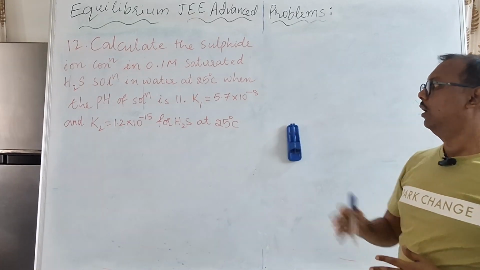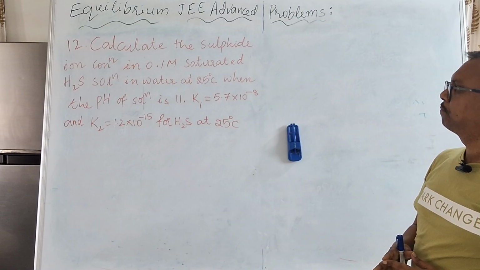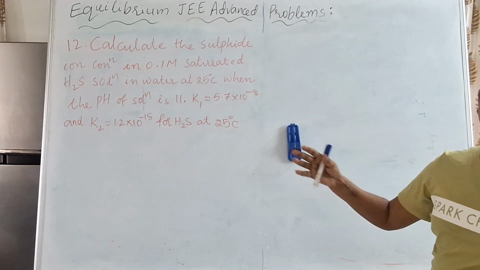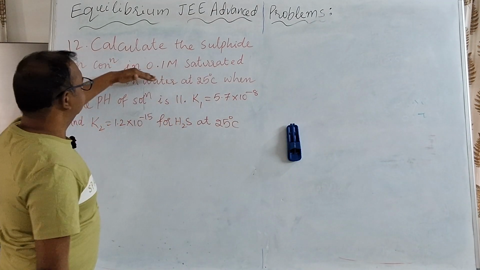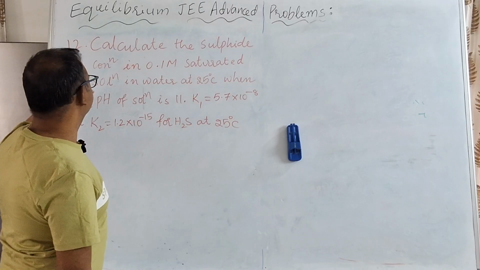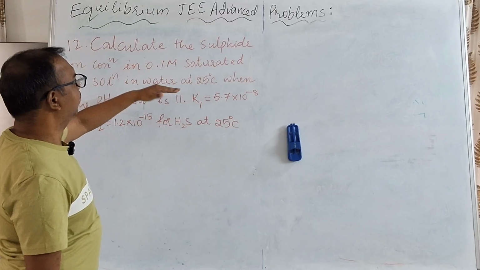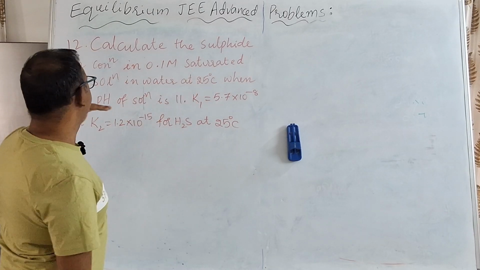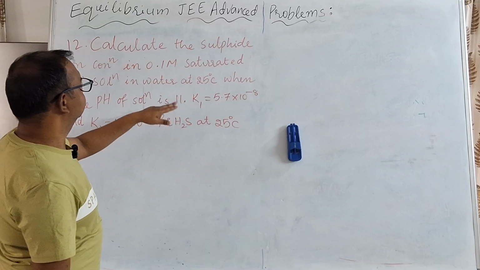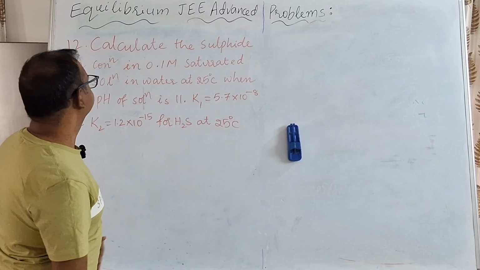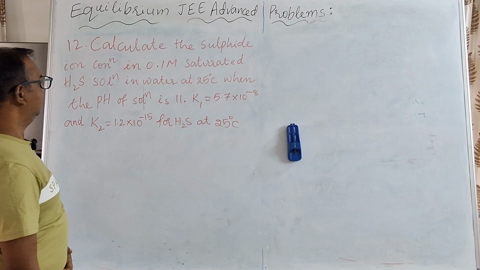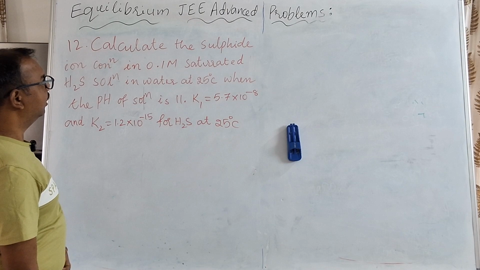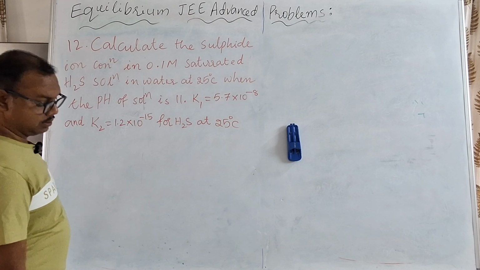Okay, yes. Now let's go through here. Let's see the question. Calculate the sulfide ion concentration in 0.1 molar saturated H2S solution in water at 25 degrees when the pH of the solution is 11. Here, sulfide ion concentration in 0.1 molar saturated H2S.